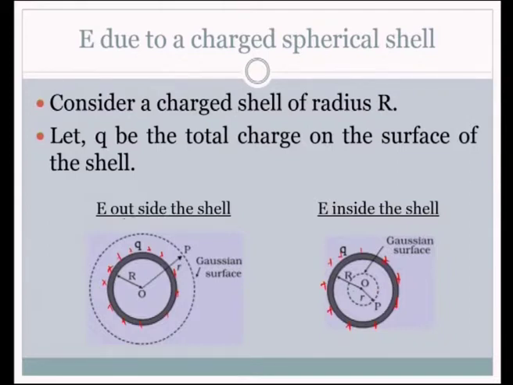There are 2 cases, E outside the shell and E inside the shell. So, 2 different formulations are needed for that, but in both the cases we need to write the Gauss law separately and solve the Gauss law expressions separately for the 2 cases, for a point outside the shell and for a point inside the shell. And for on the shell also we can solve with this diagram.